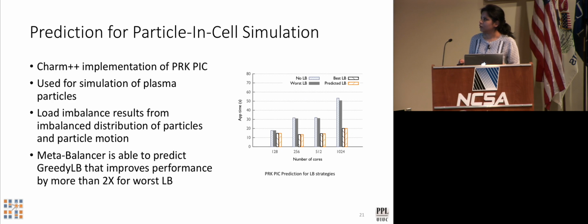And then we also found for particle in cell simulation, Charm++'s implementation of the PRK PIC benchmark, that greedy LB was predicted for the core counts. Since we ran up to 1024, it was found that all the predicted LBs were greedy LB and all the best LBs were greedy LB. And this also shows more than 2x better performance compared to the worst LB.